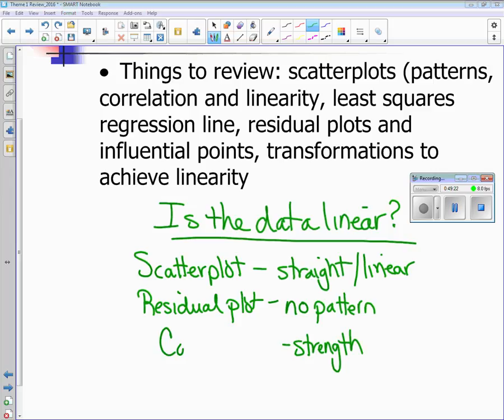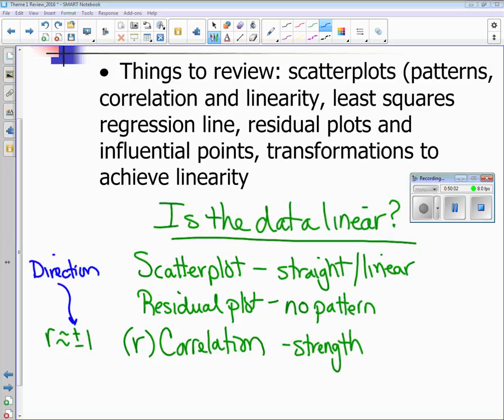Correlation. Good. If it's going to be strong, what would R have to be close to? Or negative 1, right? So R is approximately plus or minus 1 if it's strong. What am I missing between strength and shape? I also need to include the negative or positive, which tells me direction, right? So you need to have direction also, which means it's either positive or it's negative.